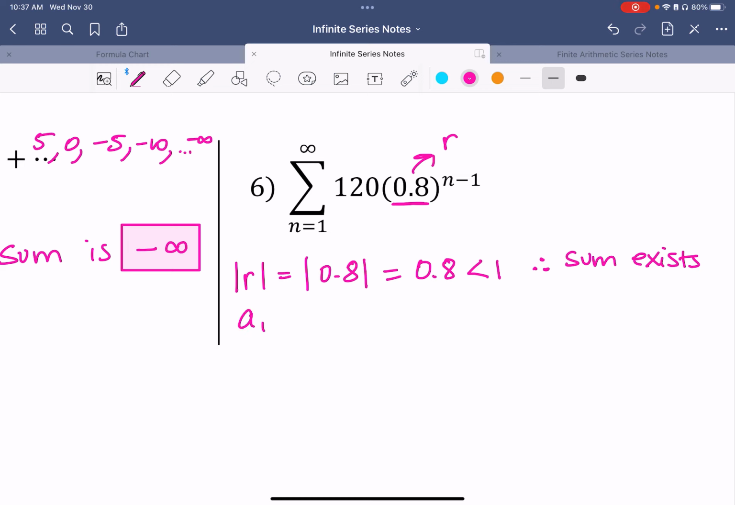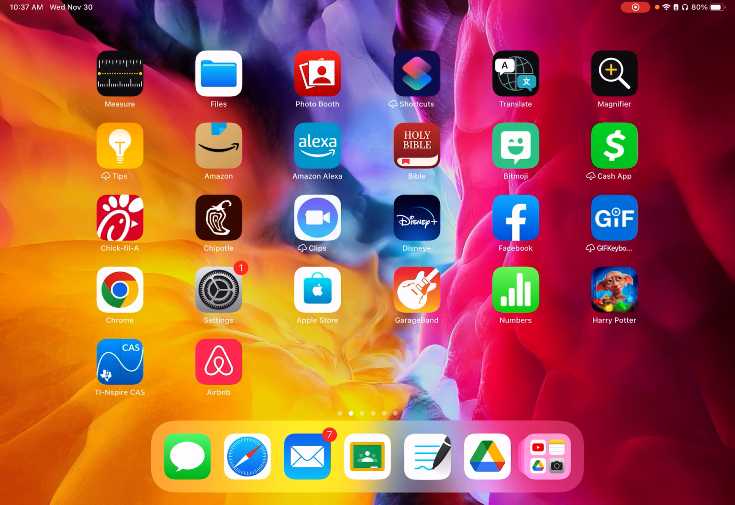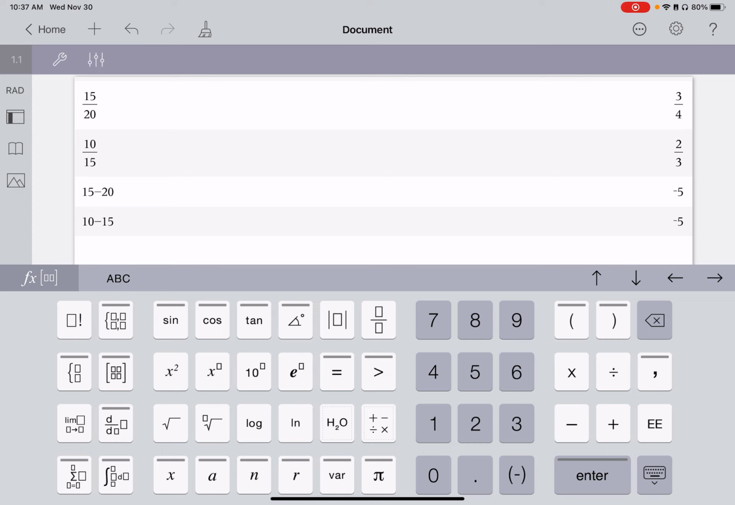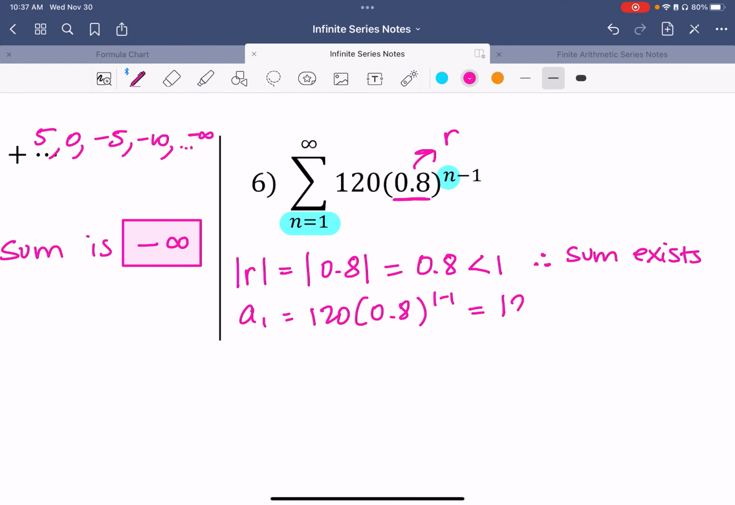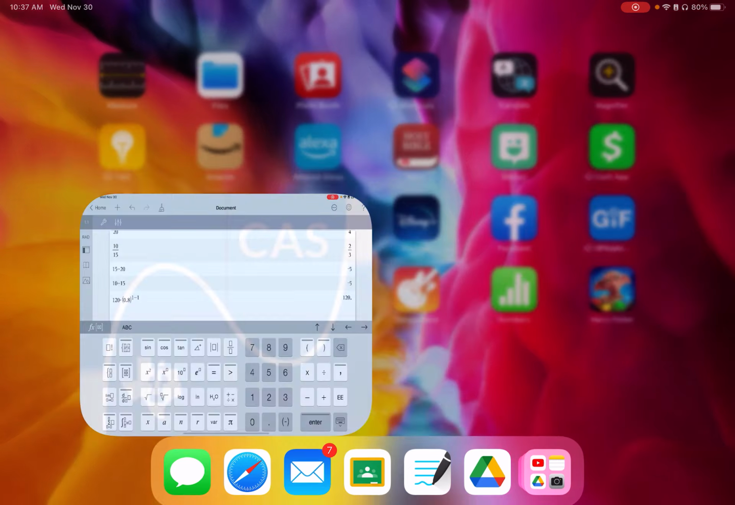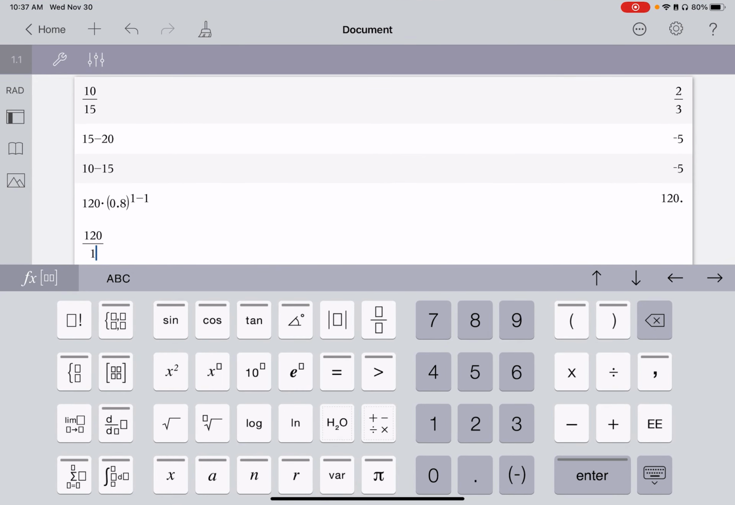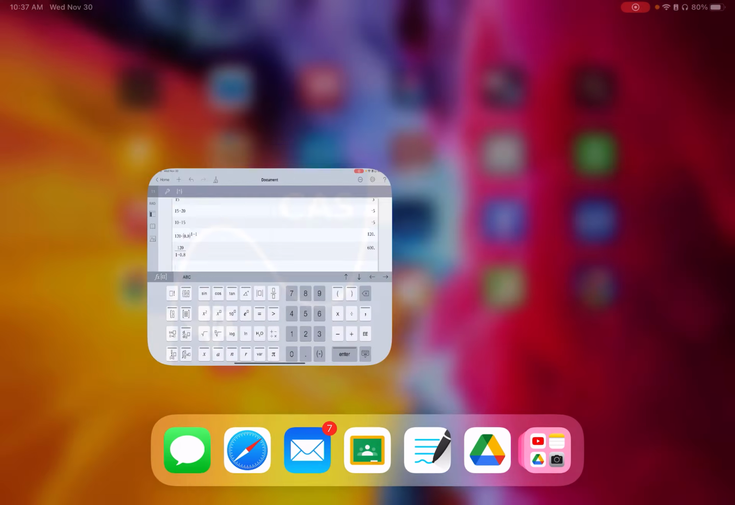We're going to figure out what the first term is by plugging the lower bound into n. So that'll be 120 times 0.8 to the power of 1 minus 1. We'll put that in the calculator. 120 times 0.8 to the power of 1 minus 1 is still 120. And now we can use the formula. 120 over 1 minus 0.8 is 600.